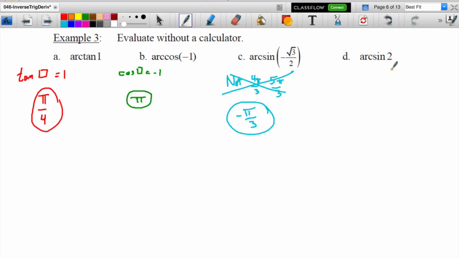Last but not least, arcsine of 2. So which angle gives us 2? Sine of box gives us 2. This is impossible.